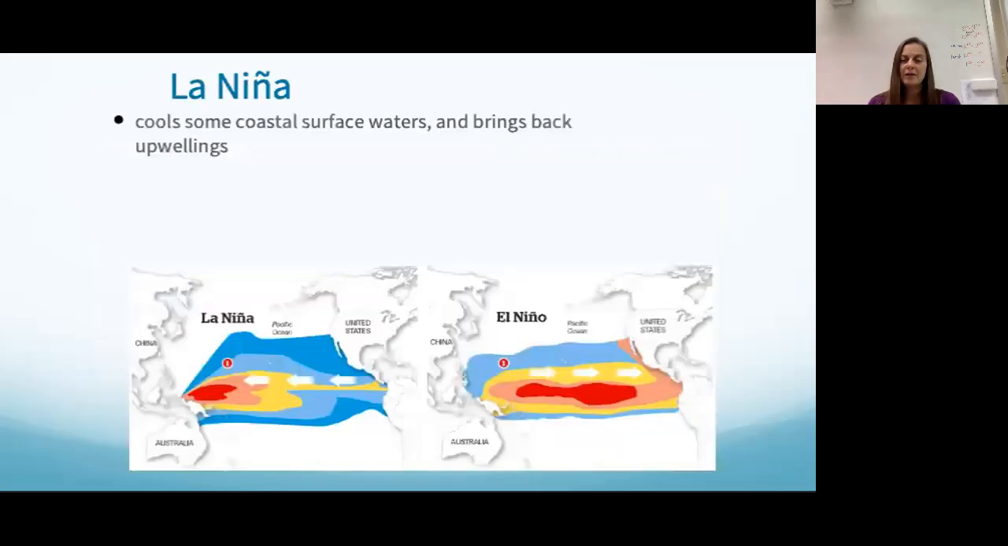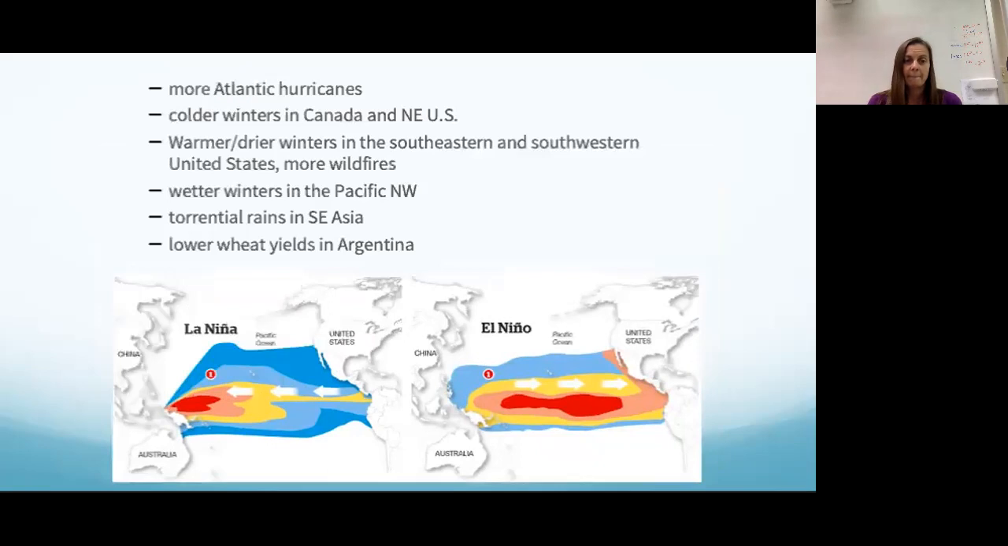Okay, kind of the opposite of an El Nino is a La Nina. So a La Nina cools those coastal surface waters. These prevailing trade winds are stronger than normal. So that brings a whole cooling effect to the Pacific coast of South America and Central America. It brings back those upwellings. La Nina actually can cause more Atlantic hurricanes.